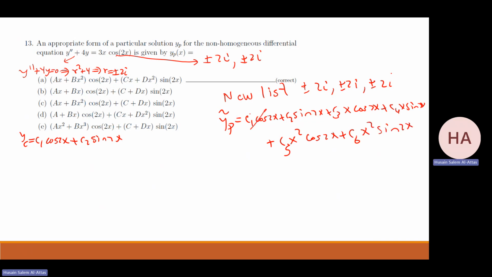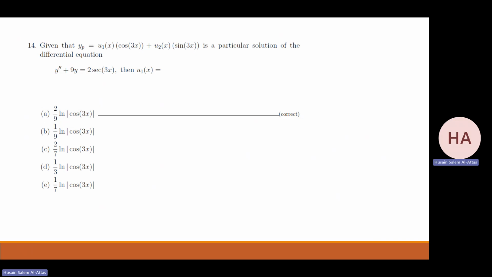Cancel yc, so I cancel this and this. I have yb will be a x cosine 2x plus b x sine 2x plus c x squared cosine 2x plus d x squared sine 2x, which is this one. A times x cosine and sine, and also a constant times x squared times cosine and times sine. Okay. Yeah, this will be the last one.